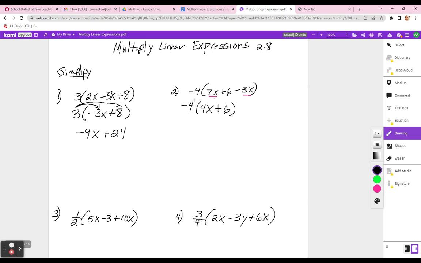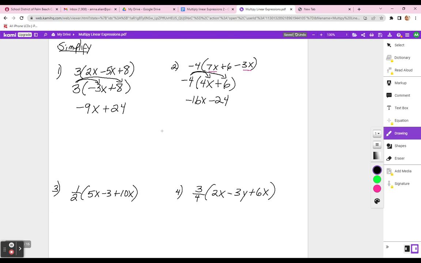Okay, so I've combined this term and this term to get 4x. So now let's just distribute. Negative 4 times 4x is negative 16x, and negative 4 times 6 is negative 24. And that's it. You can't simplify that anymore. All right, let's go to number 3.